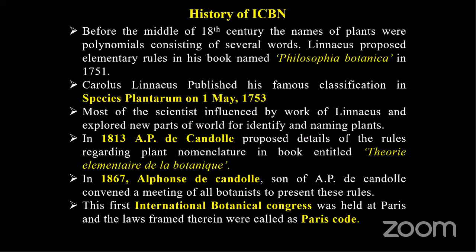And so after 1753, in 1813, A.P.D. Candolle, again one of the important scientists, thought that we have to judge how many plants have been identified throughout the world and what names have been given to them. For that purpose, he thought there must be certain rules for the naming of plants, and he gave detailed rules regarding plant nomenclature in his book entitled Théorie Élémentaire de la Botanique. So there are two scientists who proposed rules of plant nomenclature, Linnaeus and A.P.D. Candolle.